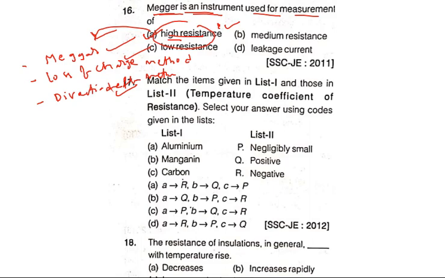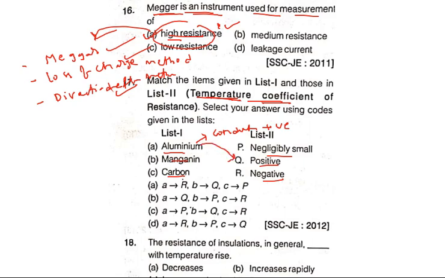Next one, this is the matching, and we have to choose the suitable matching here. Aluminium, manganese, carbon are given, with negligibly small, positive and negative given. We have to select with respect to temperature coefficient. Aluminium is a conductor. It has a positive temperature coefficient. So this is the correct option.